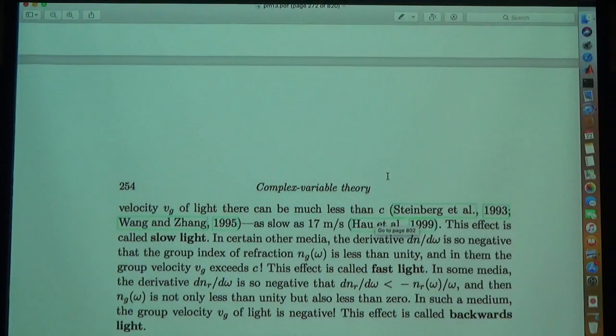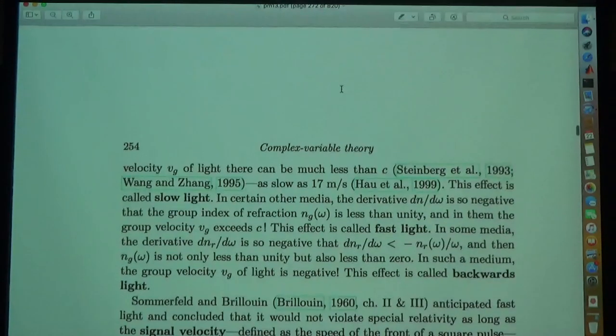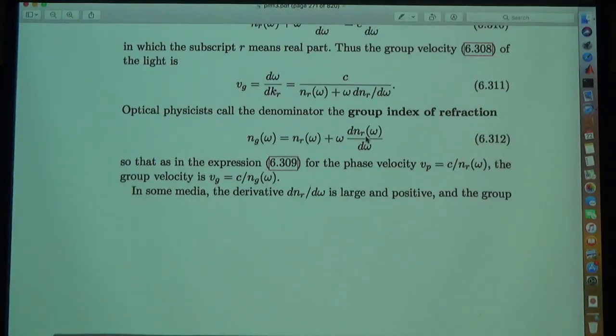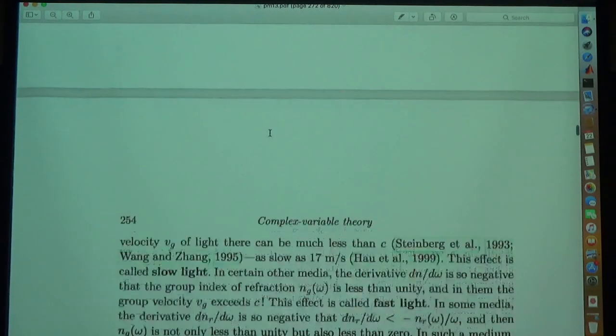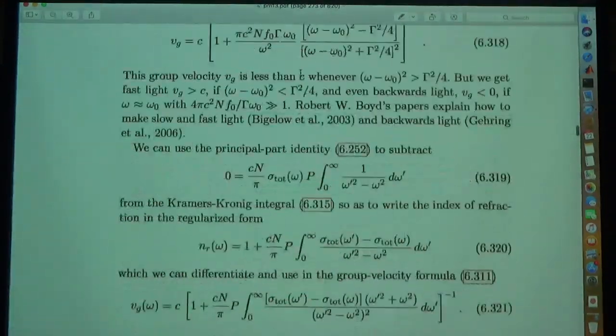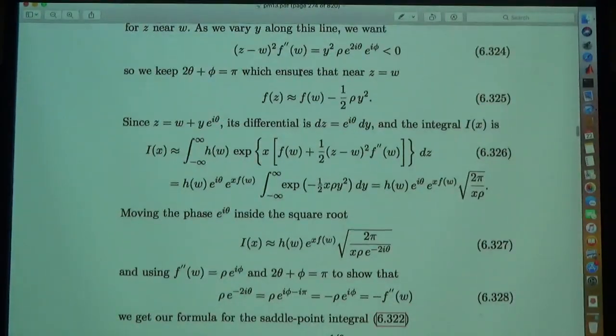On the other hand, this can be negative, in which case, instead of this thing being big, it can actually be quite small. And that is called fast light. On the other hand, this thing can be so negative that the whole group velocity becomes negative, and that's when you have backwards light. So those are the formulas for that. And I think I'll just let you think about that.